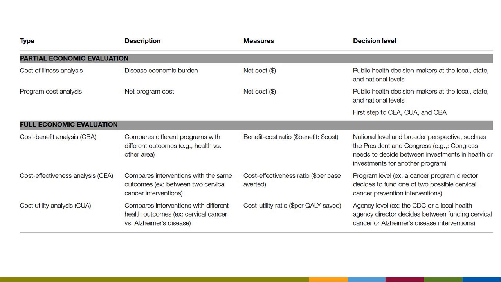So for example, a cost of illness is related to disease economic burden, and public health decision makers at the local, state, and national level might be interested in it. Similar to the binge drinking example, knowing that binge drinking costs our economy $249 billion would allow decision makers to assess what to do in their respective level. Next slide, please.